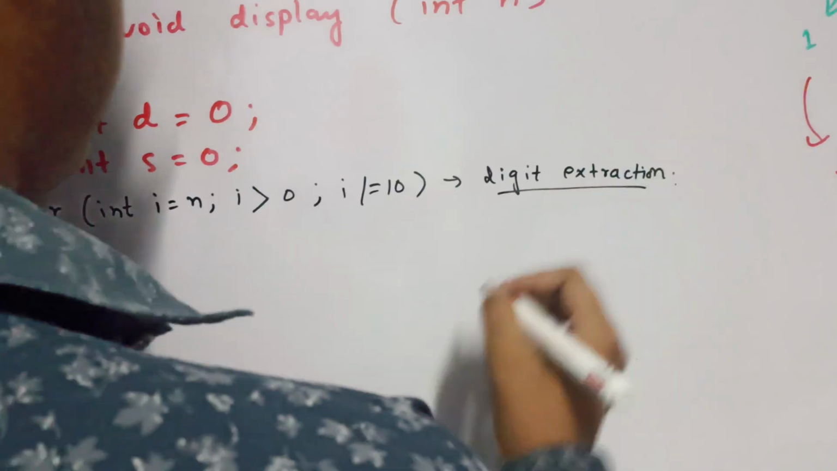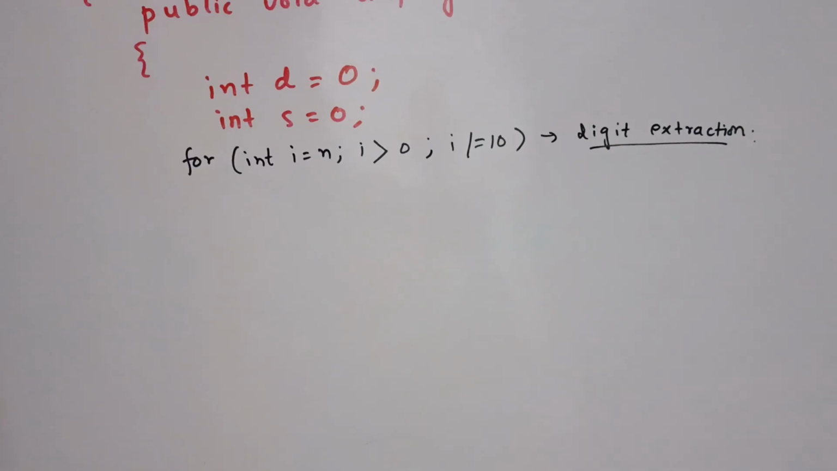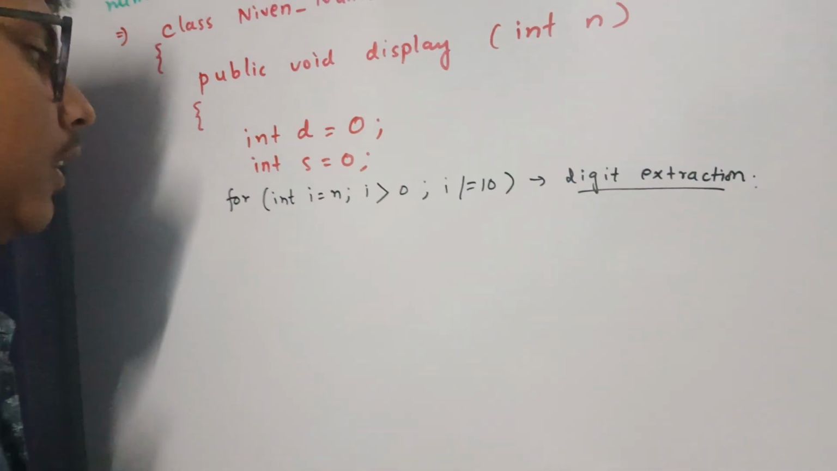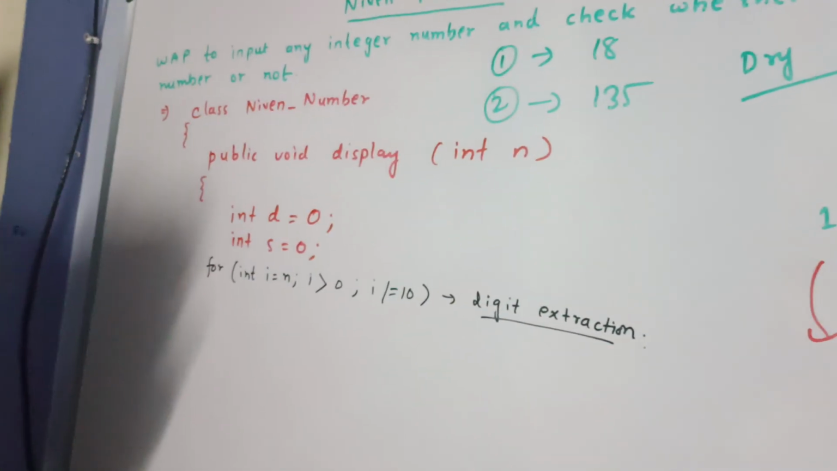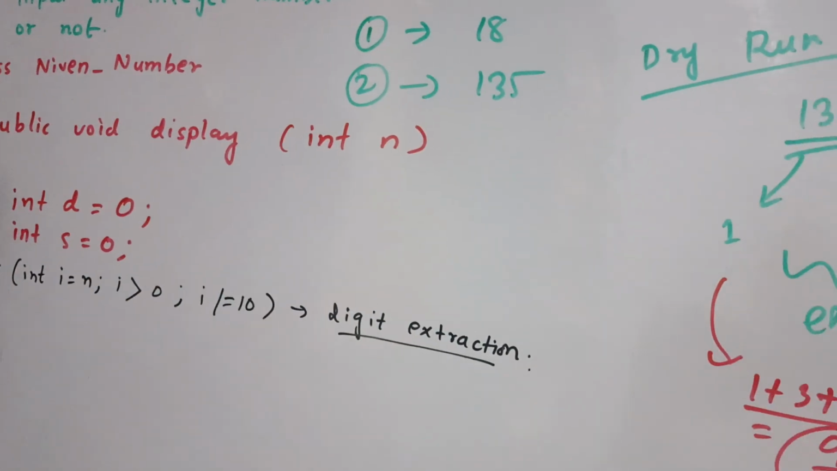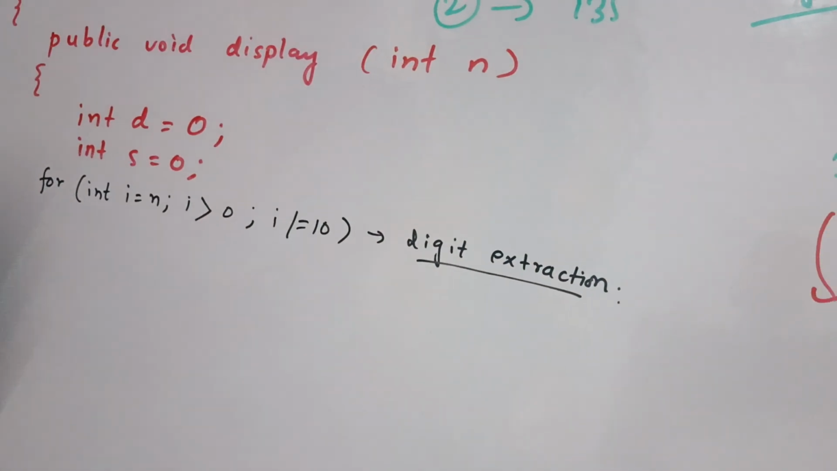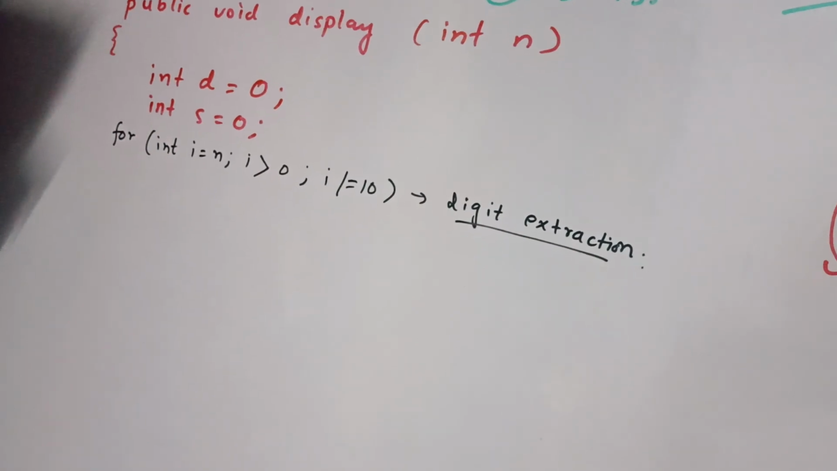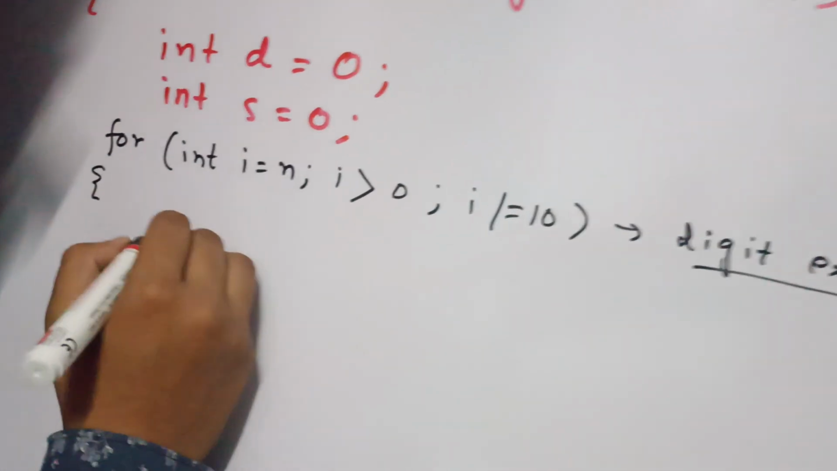Okay, this is the loop of digit extraction. For int i = n; i > 0; i /= 10, this is our iteration statement. This is the initialization, this is the test condition, and this is the iteration statement, meaning how the value will keep on changing. Now, these loops help us extract the digits.